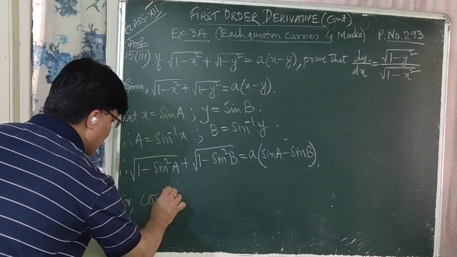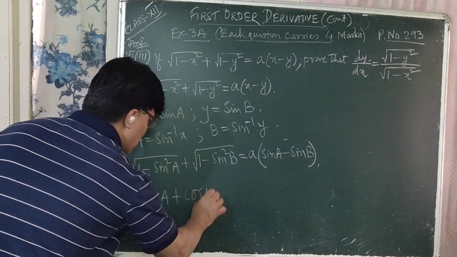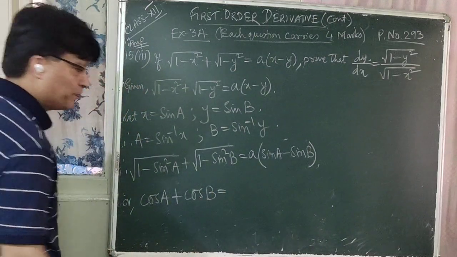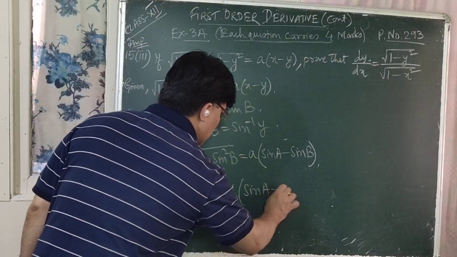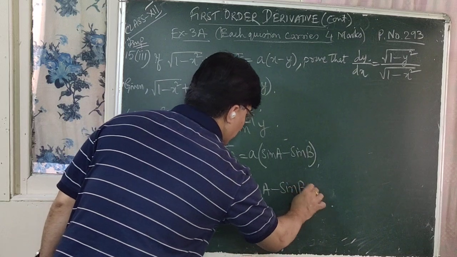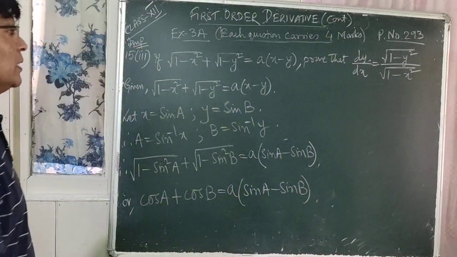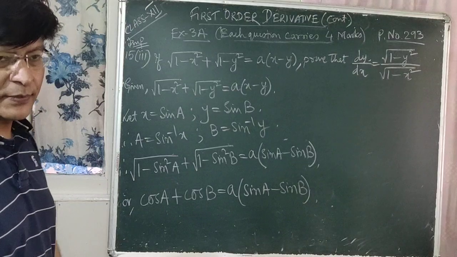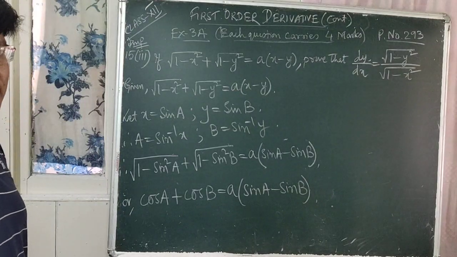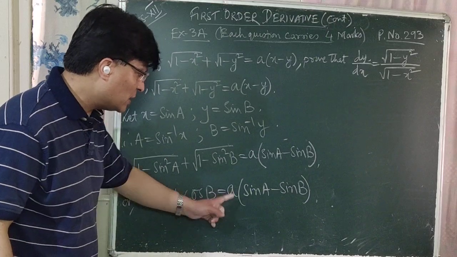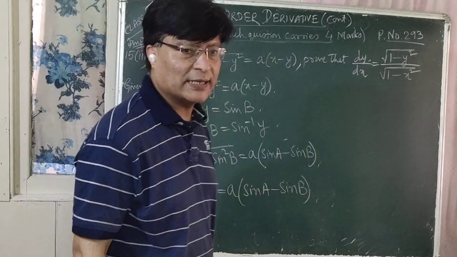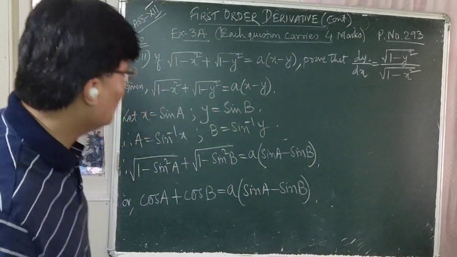You know that the formula is cos A plus cos B is equal to A into, within bracket, sine A minus sine B. So now you should know the formula from transformation of products and sums in trigonometry. This is just like your cos C plus cos D, but this is sine C minus sine D. So let us use the formula now.